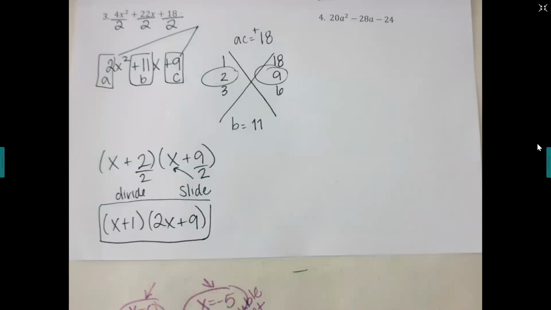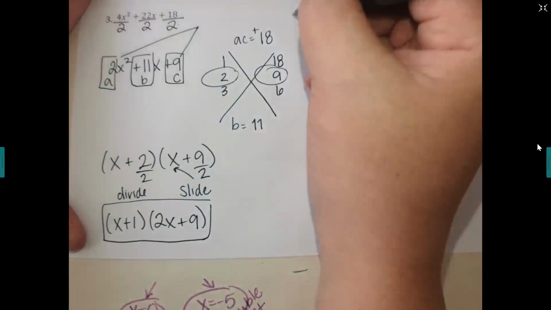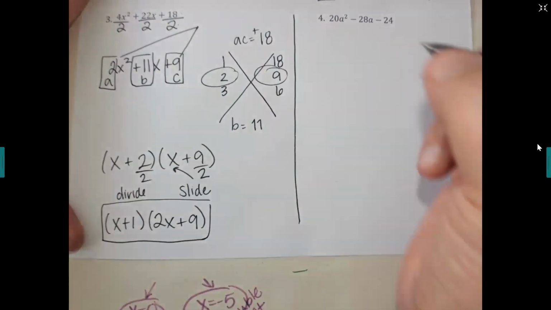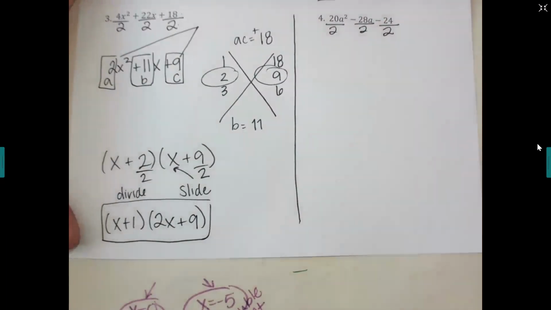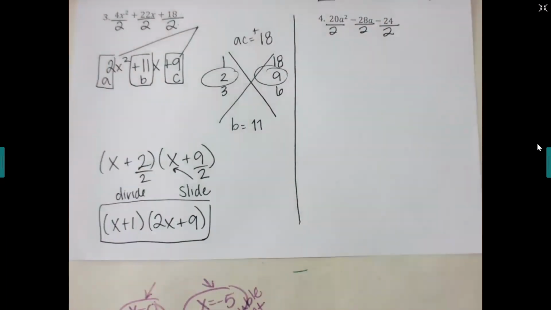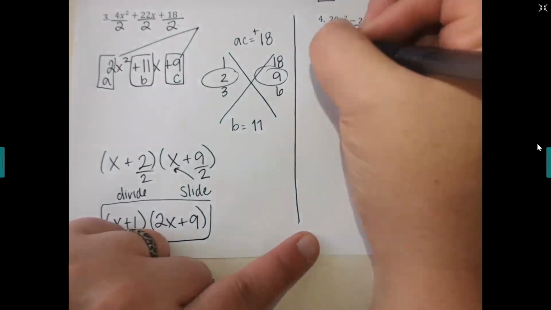All right, take a look at number 4. This is the last example. Okay, what can all of those divide by? 2. Okay, so go ahead and do it. So if I have 20 divided by 2, what do I get? What's my new front number? Okay, 10. Very good.